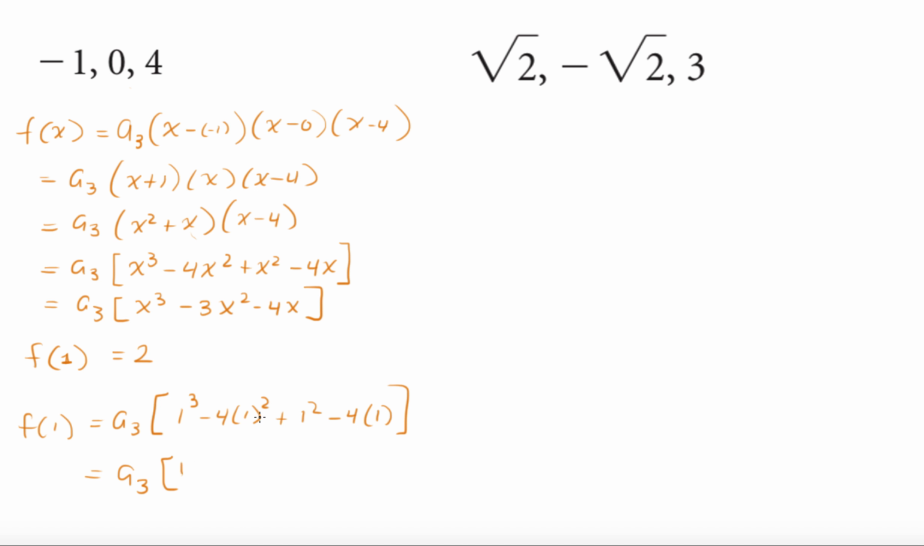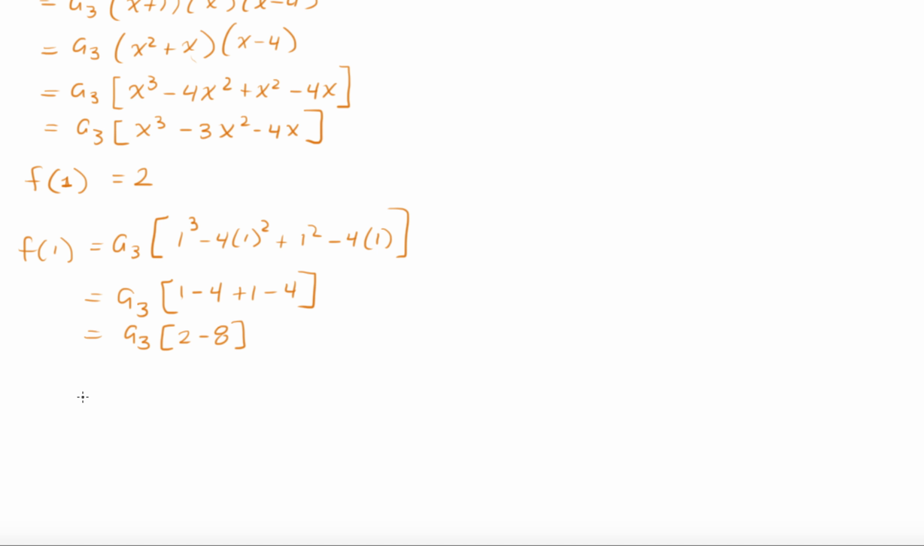Notice here, there's a very common mistake. PEMDAS, you have to do exponents first and then multiply. So 1 squared is 1 times -4 is -4. Plus 1 minus 4. So this becomes a sub 3 times 1 plus 1 is 2, -4 minus 4 is -8. A sub 3 minus 6. And then the initial condition was that f of 1 equals 2, so this is equal to 2.